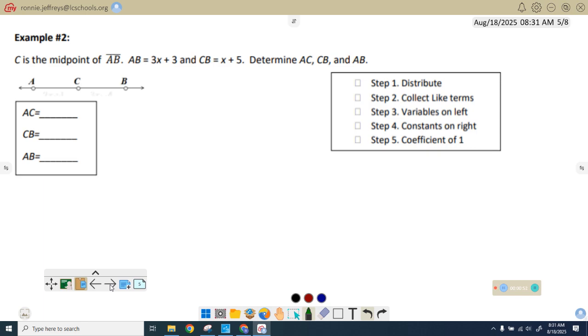All right. What's our first step? Set them equal to each other. Yes, so we're going to say 3x plus 3.